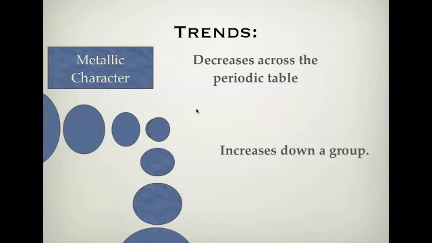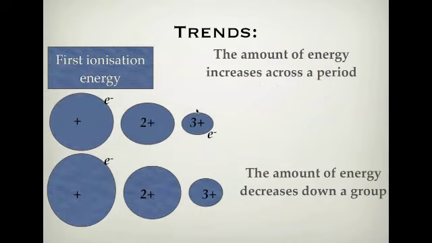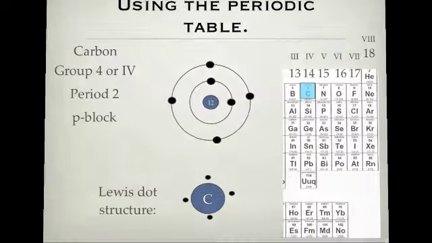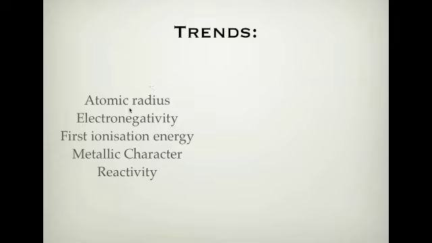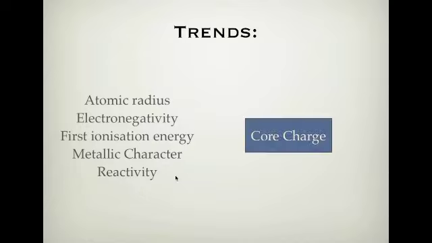But your trends mainly are, as I showed you before: atomic radius, electronegativity, first ionization energy, reactivity, and to a smaller extent, metallic character. If you understand how those work, you're going to be pretty much right on the ball with how it goes. And you'll always relate all of these things to core charge. Always speak about core charge when you're explaining these trends. Now we're going to move on to our summary.